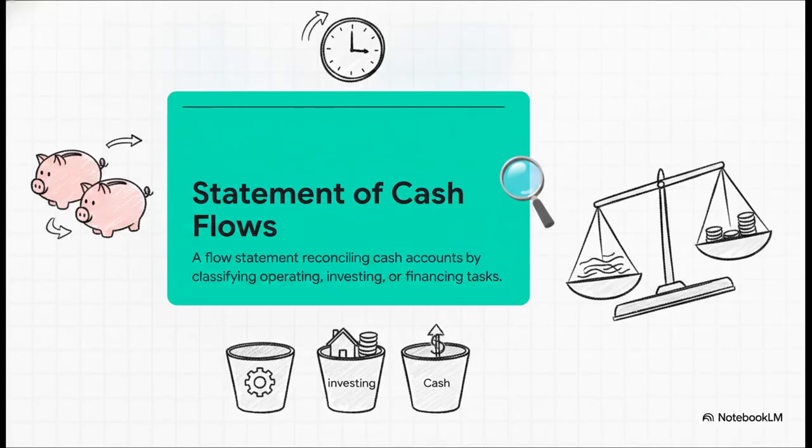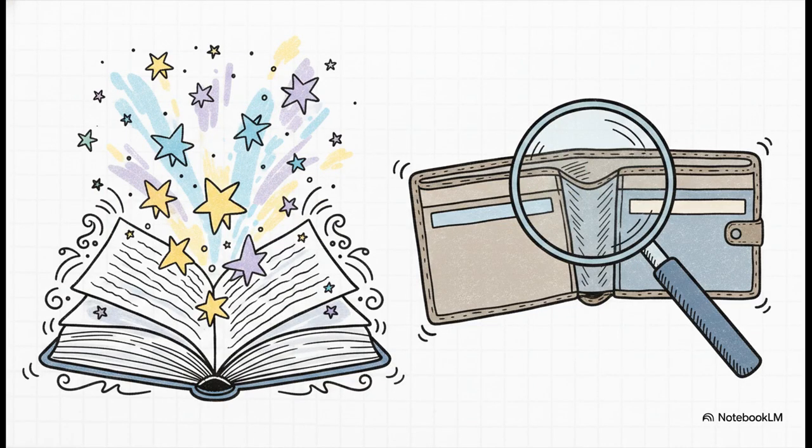So formally speaking, the statement of cash flows is a flow statement that reconciles the cash accounts between those two balance sheet dates. It does this by taking every single cash movement and sorting it into three distinct buckets: operating, investing, and financing activities. Now, this matters immensely because accrual accounting can very easily obscure actual cash movement. If you're evaluating a company's real liquidity and solvency, you absolutely have to look past the accruals and find the hard cash.